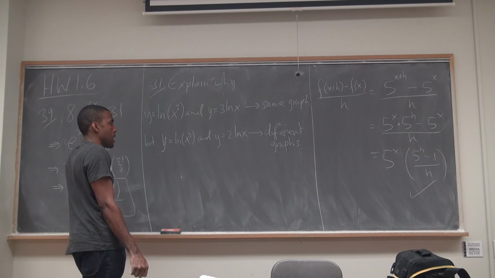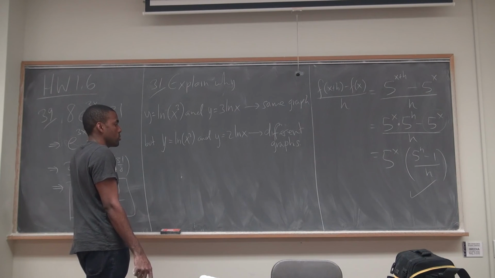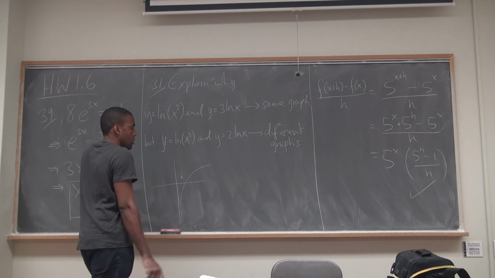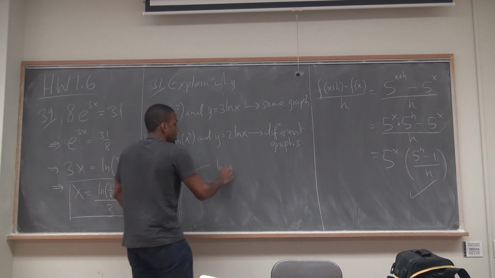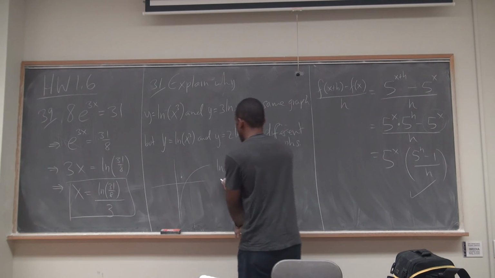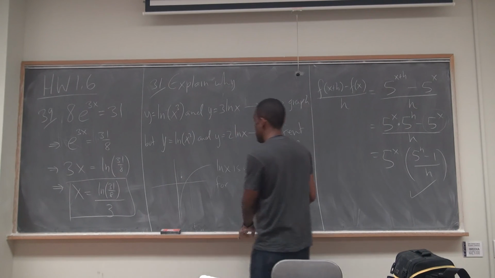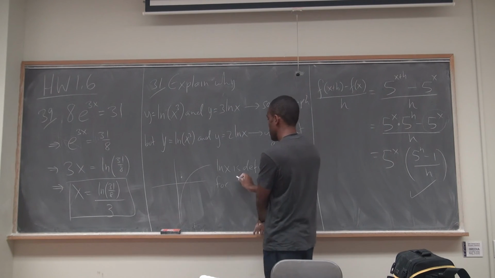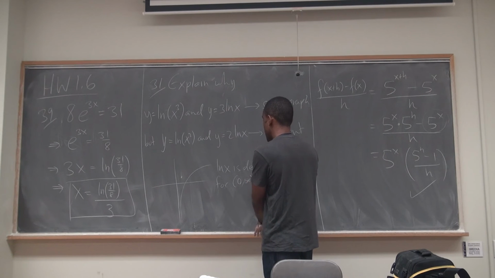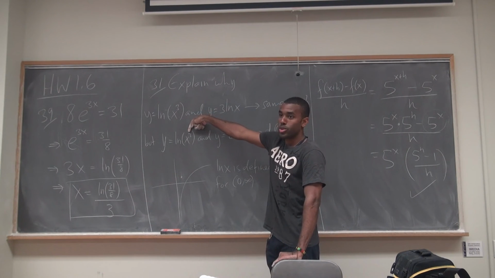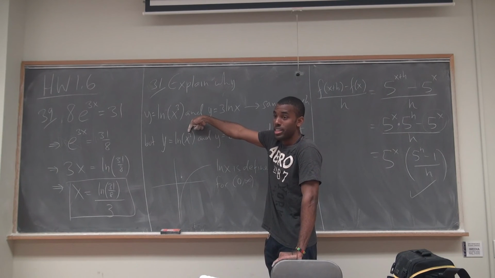Can you say why? What do I know about ln? Right, ln is defined for what? What's the domain of the ln? 0 to positive infinity. Right, 0 to infinity. I can only plug in numbers bigger than 0. However, if I throw an x squared in here, I can now also plug in negative numbers.